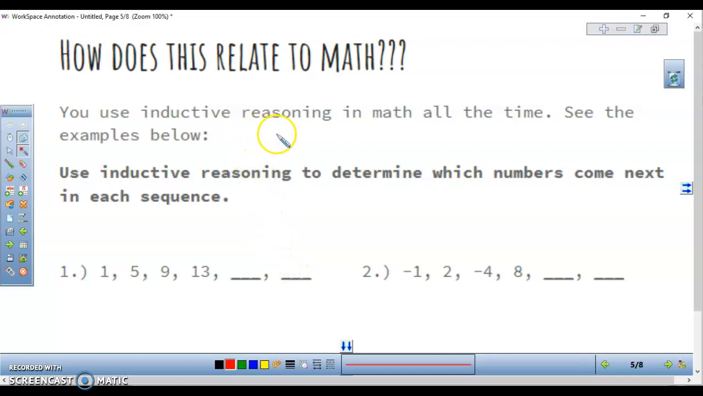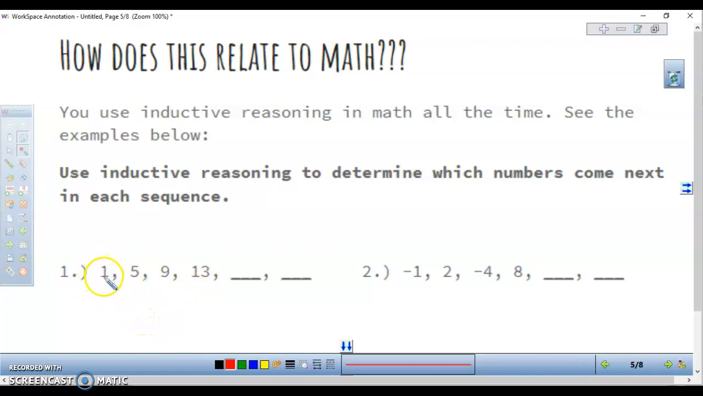All right, so we'll walk through the inductive process here. We want to use inductive reasoning to determine which numbers come next in each sequence. So here are the data points. We got a 1, we got a 5, we got a 9, we got a 13. They're all in order like that, so we need to take into consideration the different values of each of these data points and the order that they're in. So that's step 1, we observe the data. Step 2, we're going to look at patterns in this data.